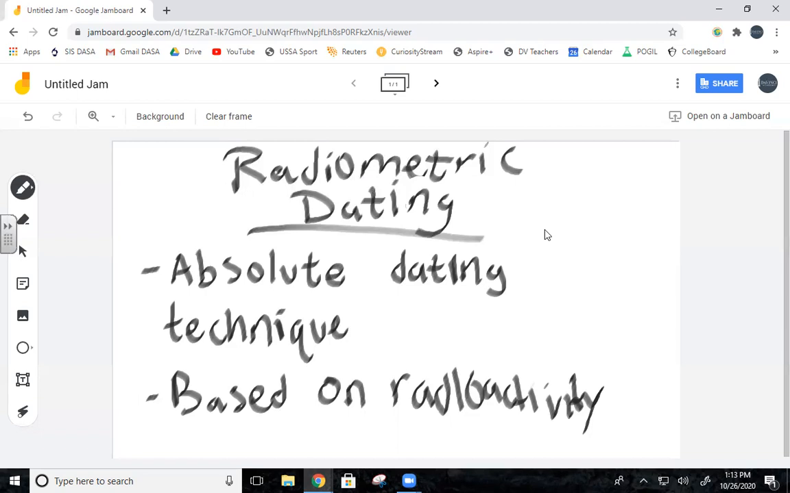So remember that absolute dating is like looking at a birth certificate and saying, this is how old something or someone is. Relative dating is just saying, I am older than you, right? But so are the mountains over there. So it doesn't really give us a very good idea of how much older, right?